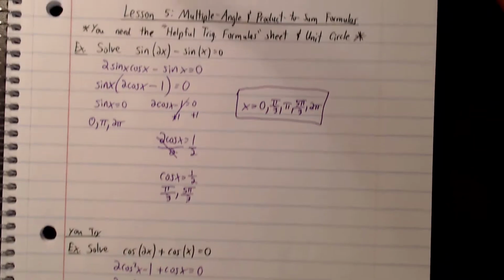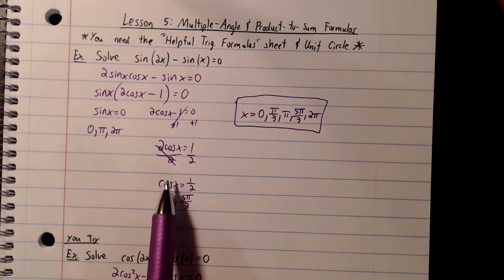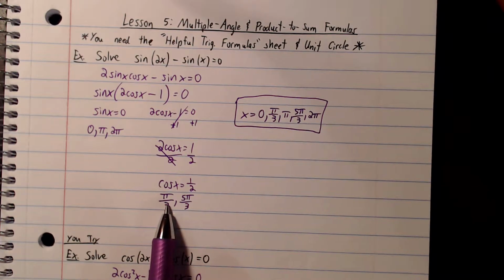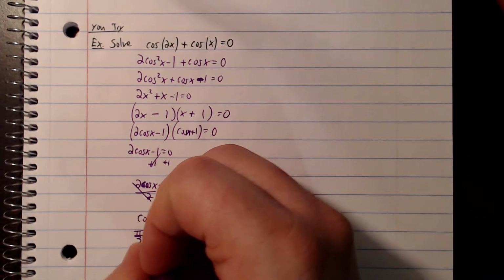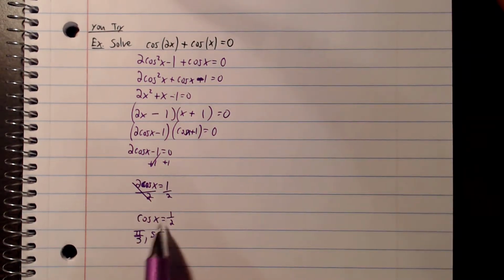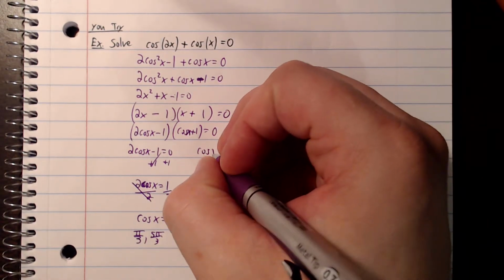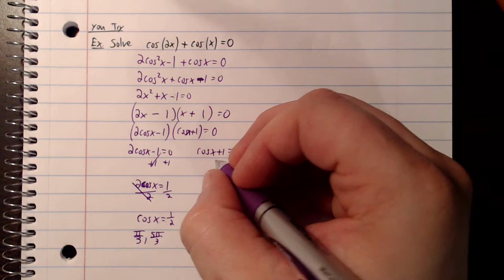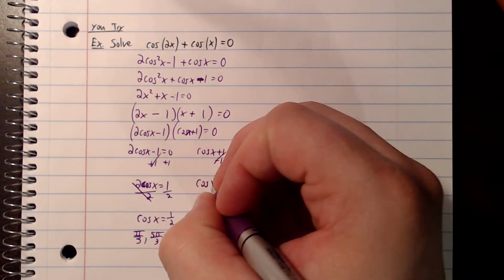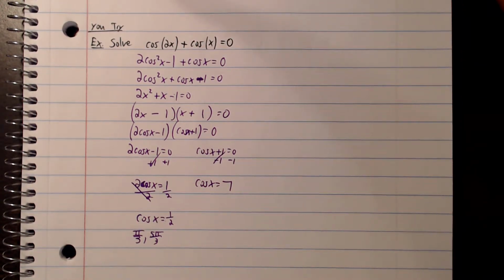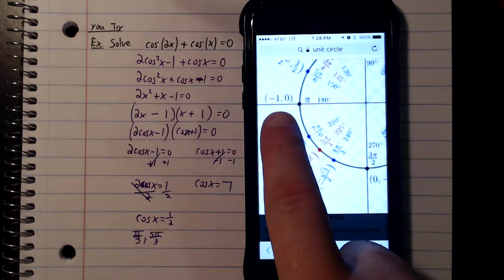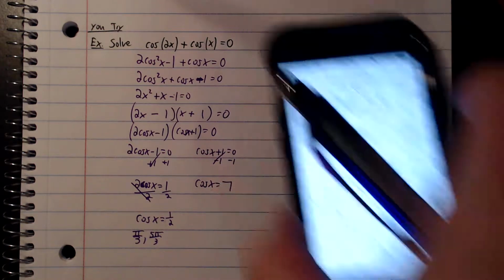We actually found that in the last problem, right? We found cosine of x equals 1/2 at pi over 3 and 5 pi over 3. It's the same thing here, right? So we have these solutions, pi over 3 and 5 pi over 3. That was pretty easy. Now we've got cosine of x plus 1 equals 0. If I subtract 1 from both sides, we're looking at our unit circle for where cosine equals -1. Remember, cosine is x. So looking at our unit circle, we see x equals -1 at pi.